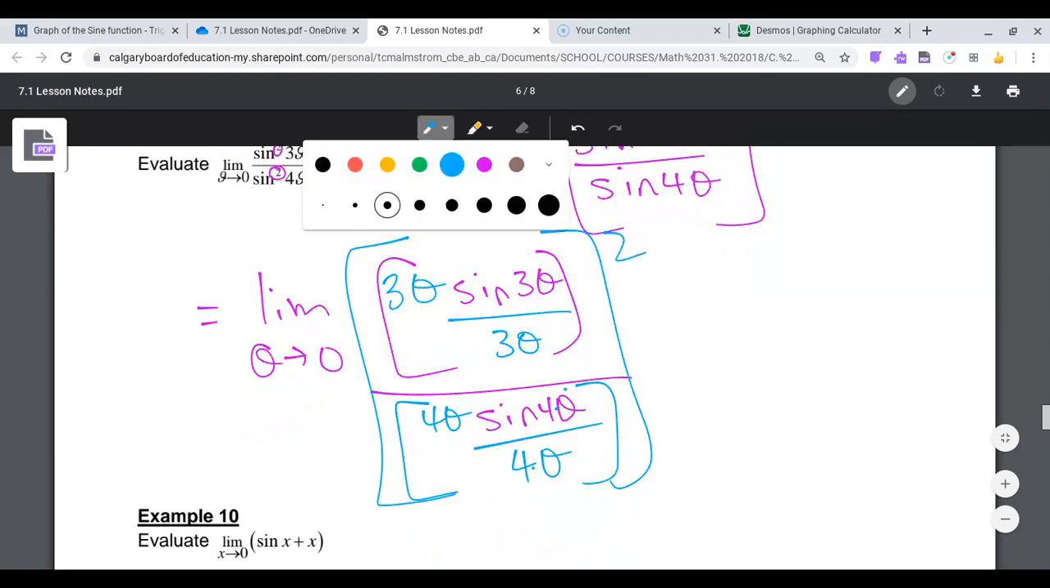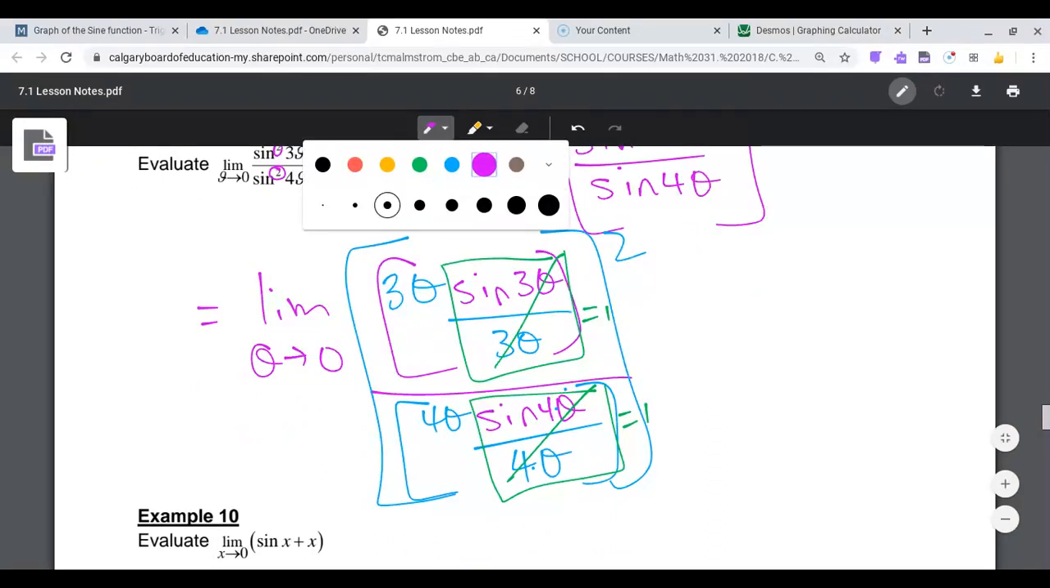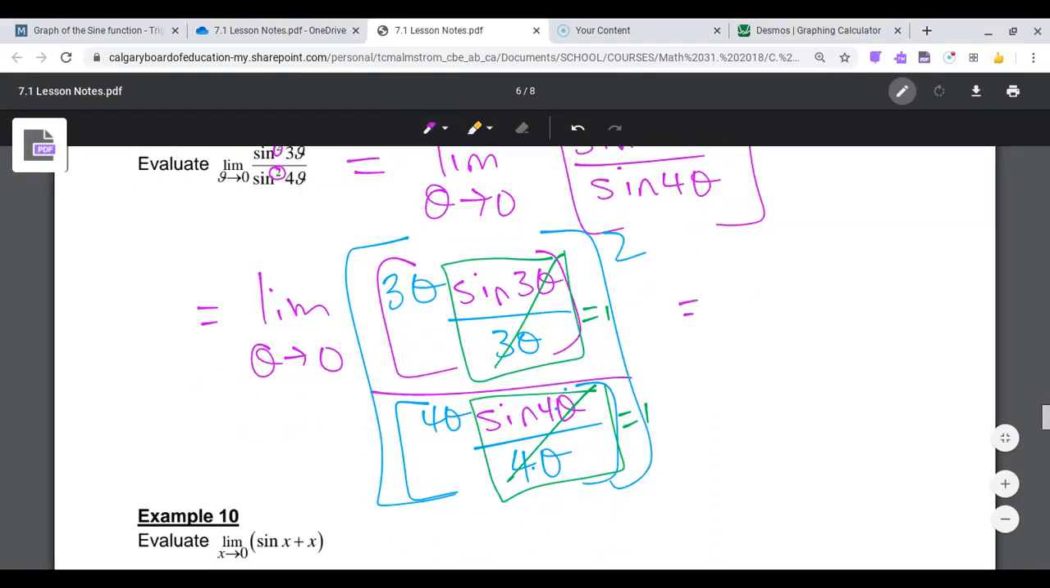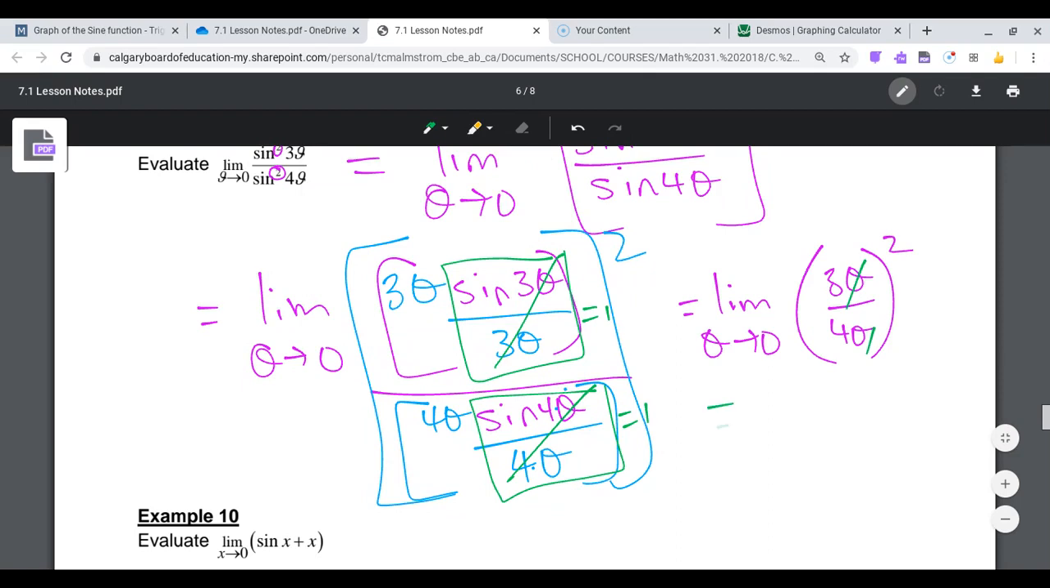All right, so let's think about this. Right here is my fundamental trig limit on the top, so that's going to go to 1. And then I have another one here on the bottom, so that also is going to go to 1. So that leaves me with the limit as theta goes to 0 of 3 theta on 4 theta, all squared, and those thetas can cancel, so I'm left with 3 on 4 squared, which is 9 on 16.